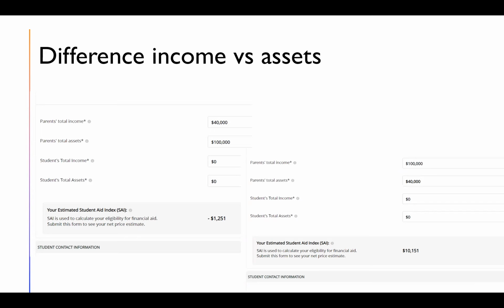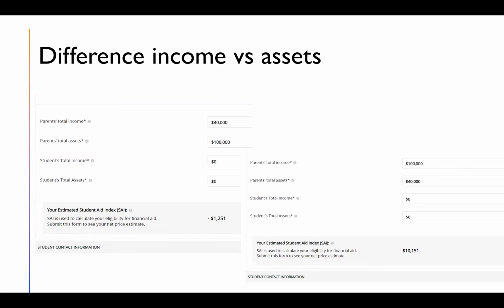The biggest factor that matters has to do with the parent's income. So in this calculation, the family has a lot of money saved in assets, maybe not a lot, maybe it is a lot, that's not the point. The point is that the assets are way higher than their annual income. In that case, they have what's known as a negative SAI. They are more likely to qualify for aid even though they have $100,000 in assets.